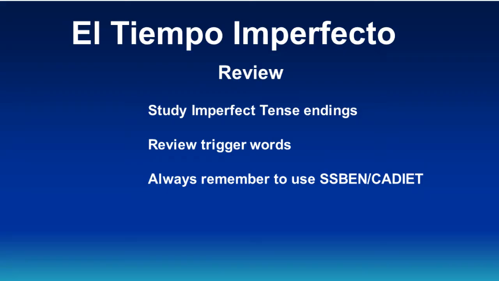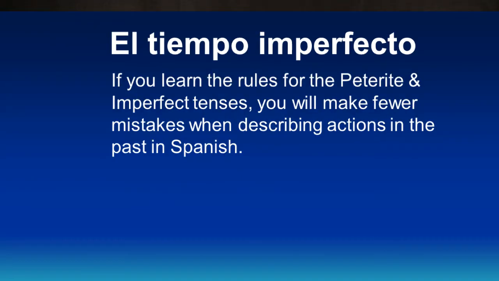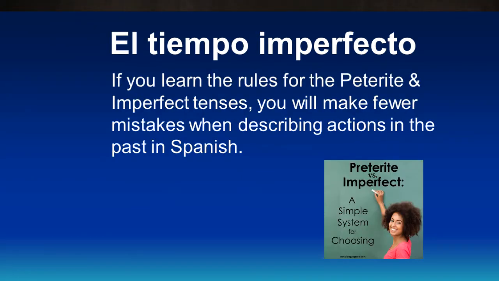Let's review some of the concepts in this video and some things that you can do to really get good at using the imperfect tense. First of all, study your imperfect tense endings. Review the trigger words, and always remember to use the phrases SS Ben and California Diet. As I said previously in this podcast, if you learn the rule for the preterite and imperfect tenses, you will make fewer mistakes when describing actions in the past in Spanish.